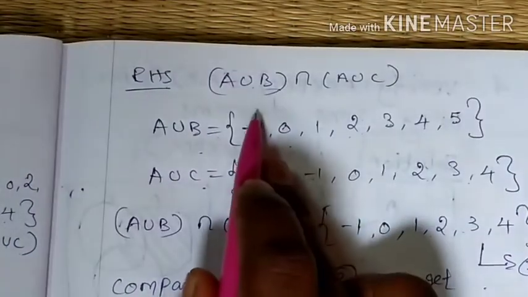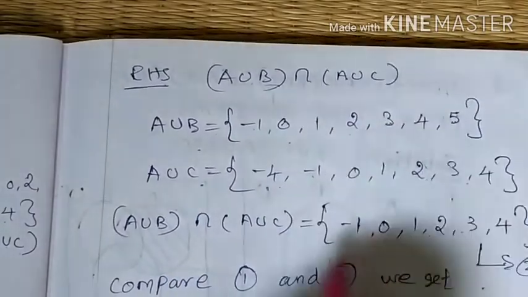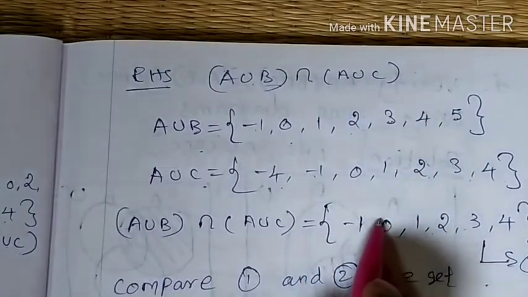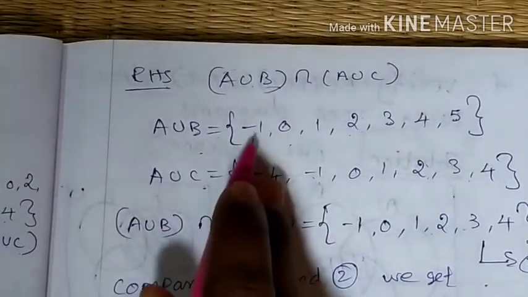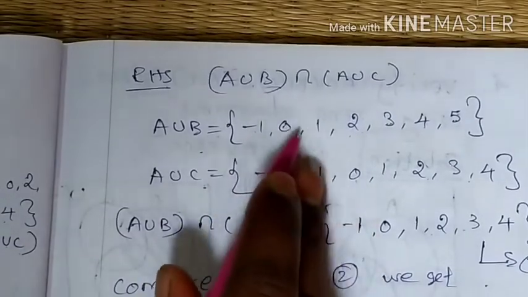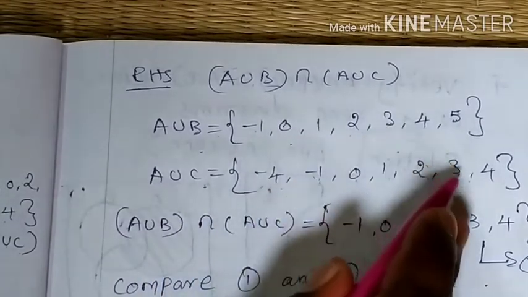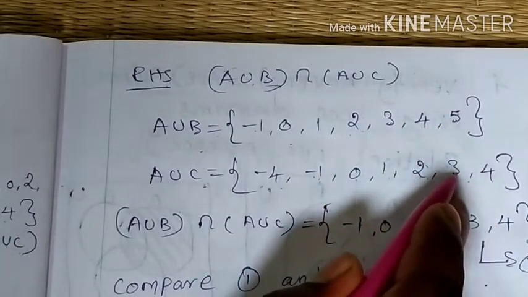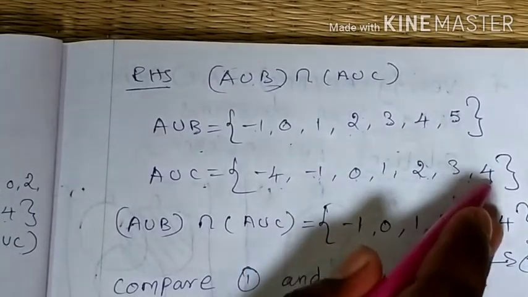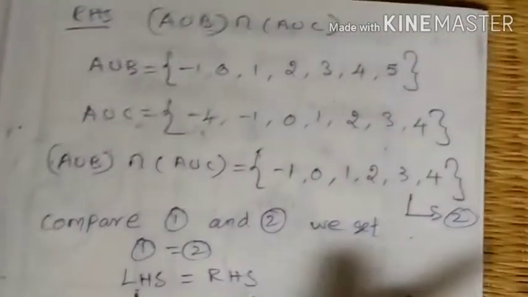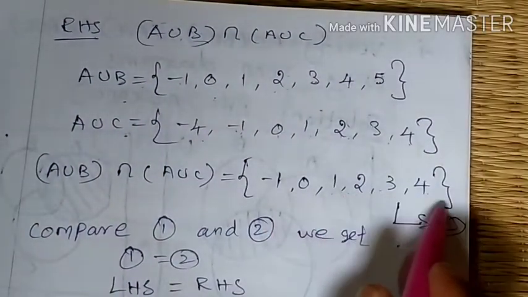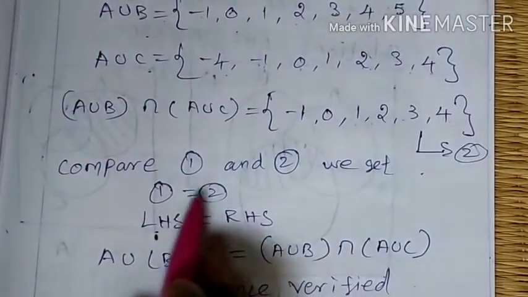Next, the RHS (A union B) intersection (A union C) is the set of the common terms of both sets. Minus 1 is common, then 0, 1, 2, 3, and 5 does not appear in the second, so up to 4. This is the second one. Comparing the first, minus 1, 0, 1, 2, 3, 4, and the second, minus 1, 0, 1, 2, 3, 4, we get equation 1 equal to equation 2.